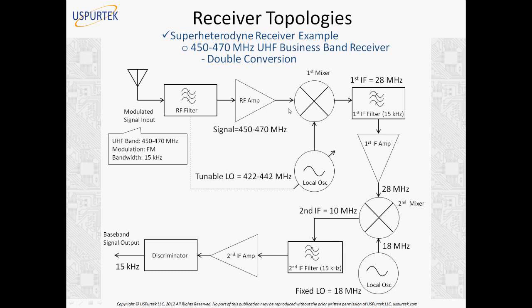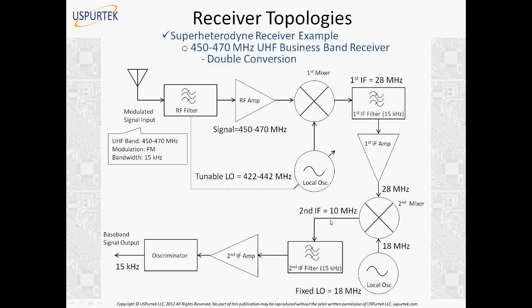And at the second mixer, again, the simple formula to calculate is you subtract twice the IF. So 28 megahertz minus twice the IF. Twice the IF is 20 megahertz. That gives us 8 megahertz. So 8 megahertz again is outside this range. We are filtering only a carrier frequency of 10 megahertz, centered at 10 megahertz with a bandwidth of 15 kilohertz around it. And then we go to the second IF amplifier stage and then a discriminator.